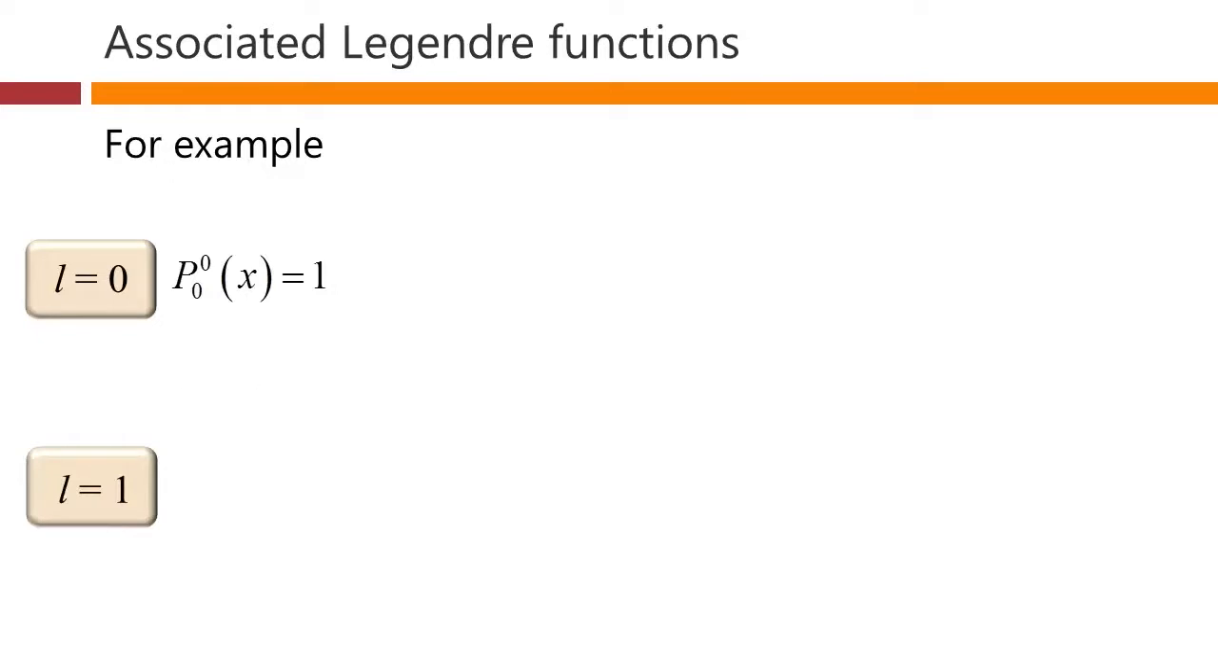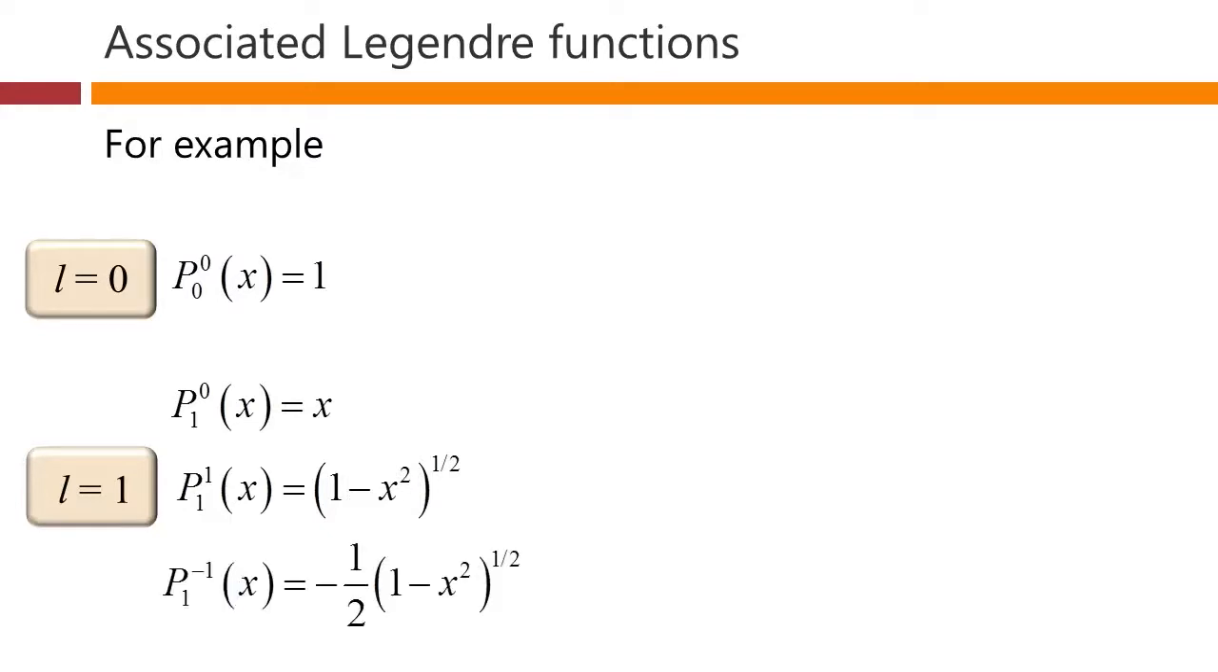For L equals 1, we can have this here. The 1 down here is the L. We've got M equals 0, and that function is just x. For L equals 1, M equals 1, this function is 1 minus x squared all to the half. And for L equals 0, M equals minus 1, this function actually is really the same as that function up there, but for formal reasons it happens to be defined with a minus a half in front of it. But in real terms, these two functions are actually the same function.